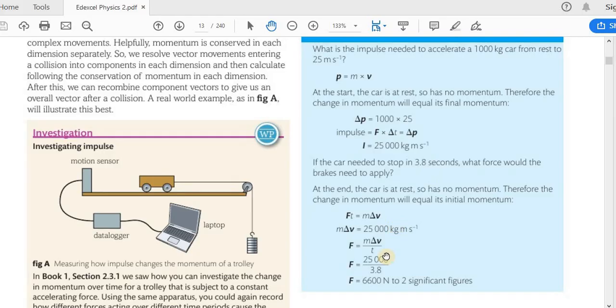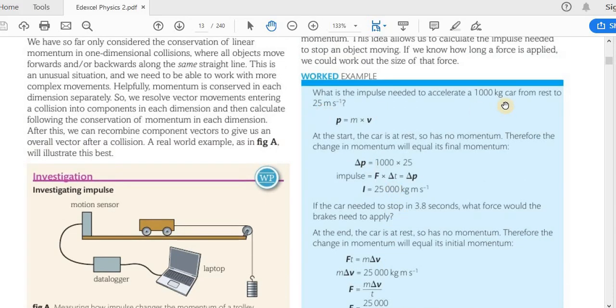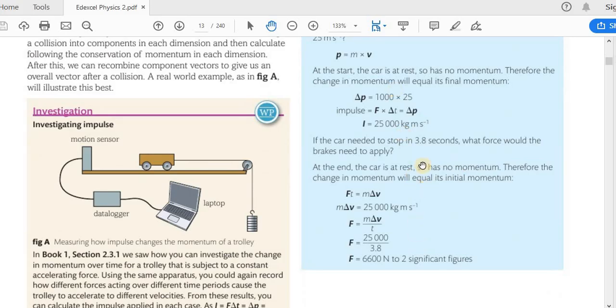The time is 3.8 seconds. So we get 6,600 newtons to two significant figures. That means a force of 6,600 newtons is required to bring the car to rest from a speed of 25 meters per second if it has a mass of 1000 kilograms. Okay, so make sure you understand the question.